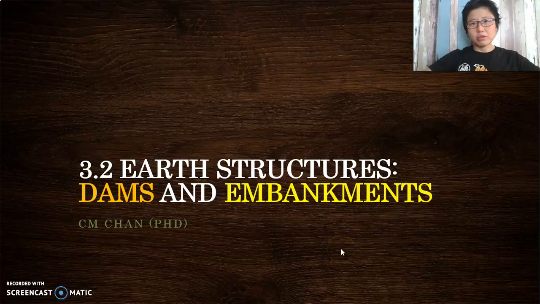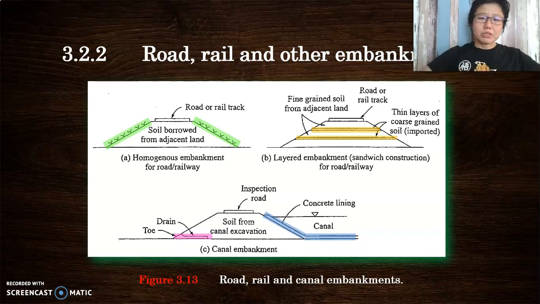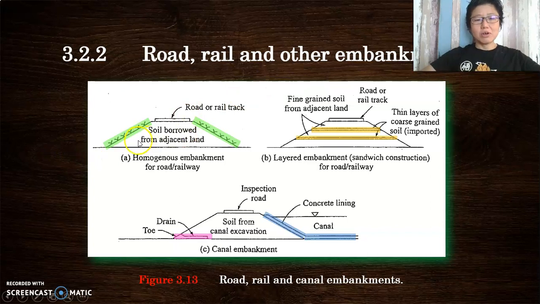This is 3.2 on your earth structures, mainly on the dams and embankments, right? So let's roll. These are examples of embankments. Essentially, embankments simply means an earth structure that is long. As you can see here, you compact the earth to form a higher level, and they are essentially long. Why? They are usually for roads or rail tracks or runways, anything that is long.